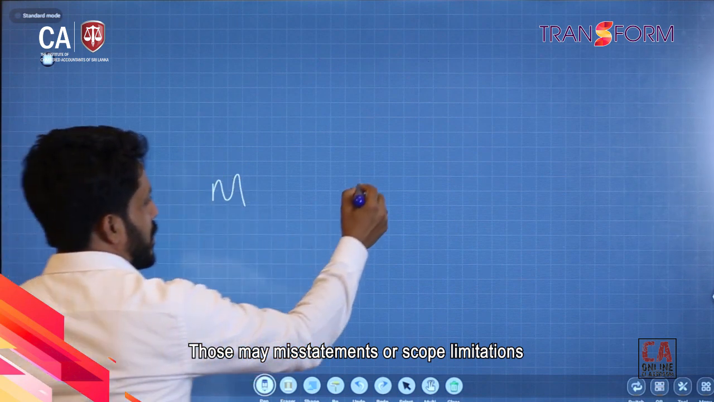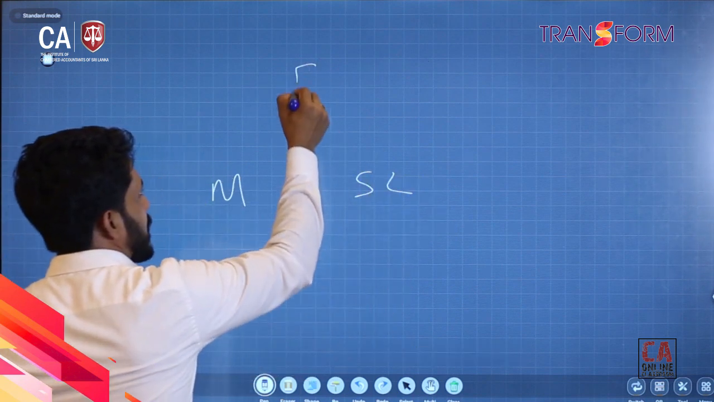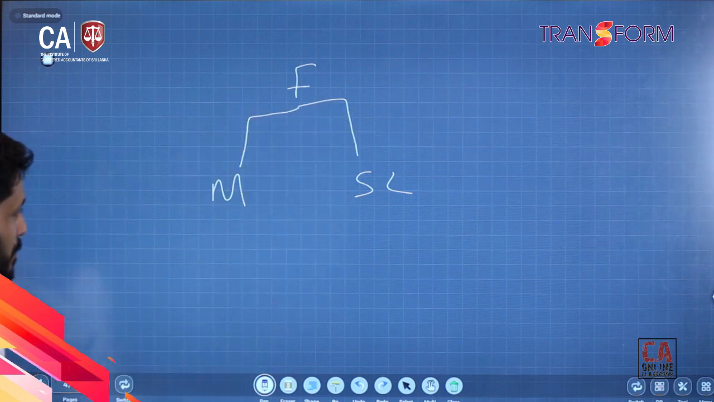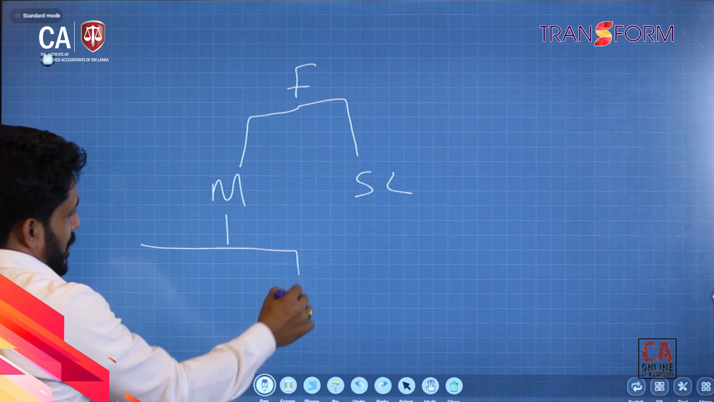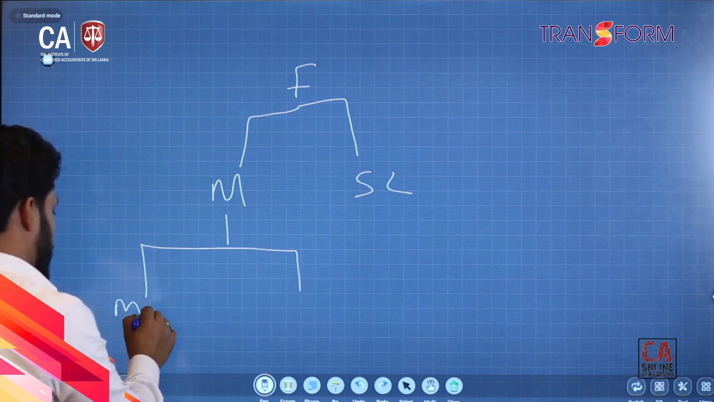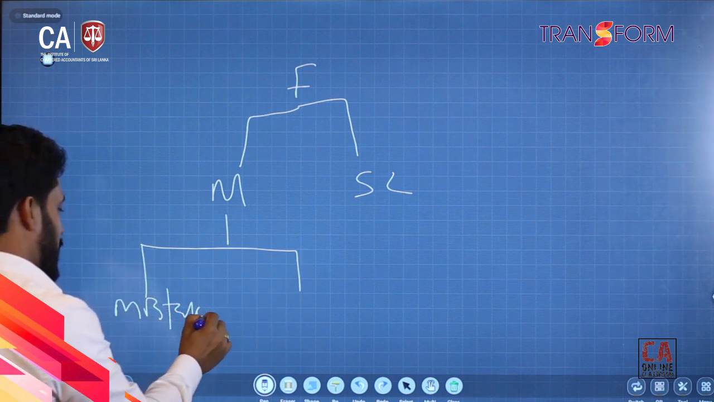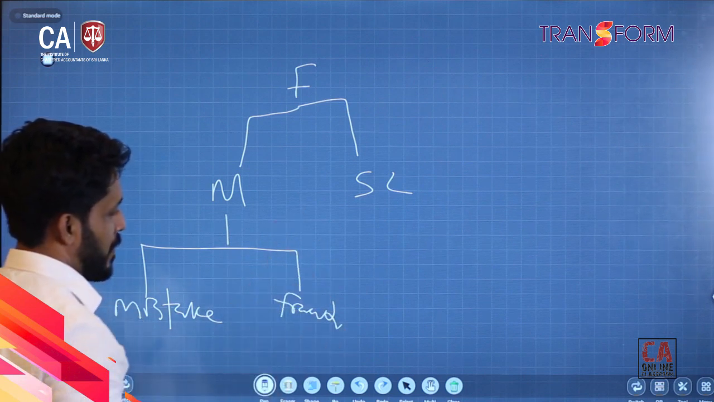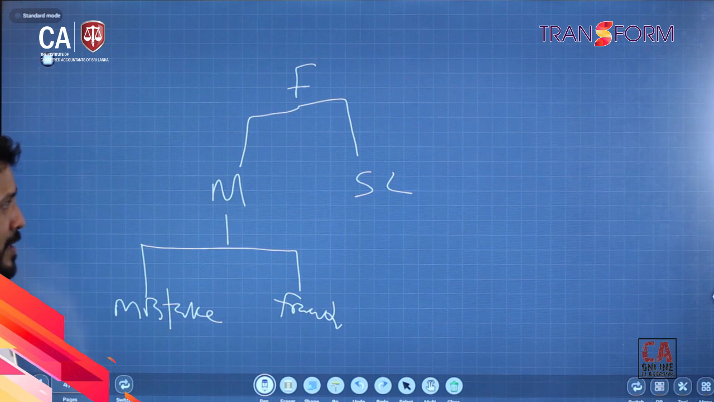Misstatements or scope limitation. So then, a misstatement may be a mistake or fraud, right?